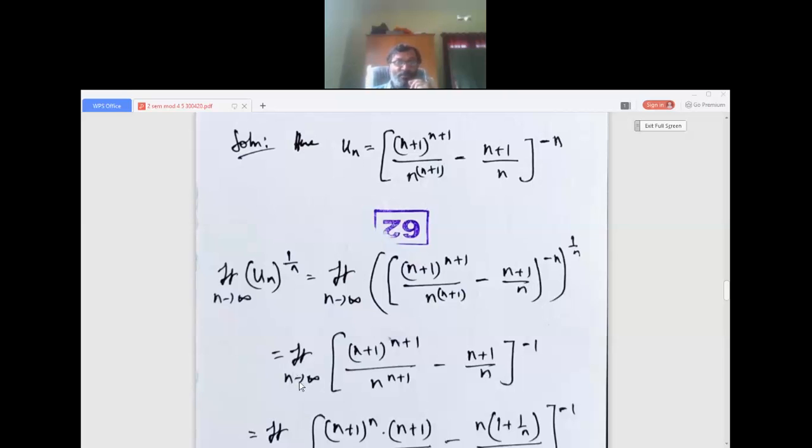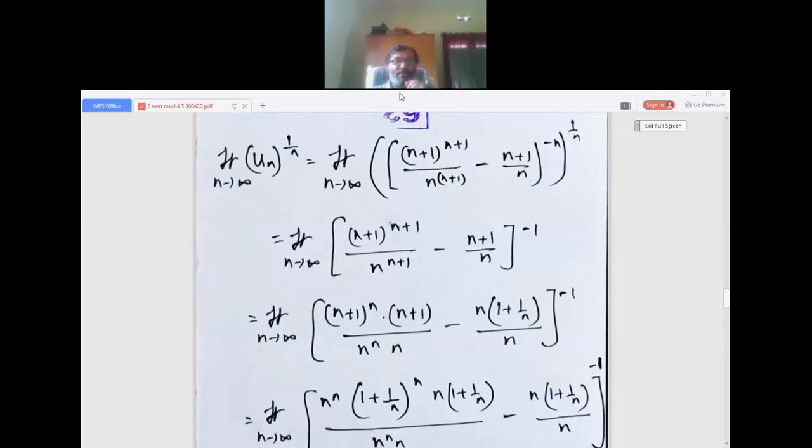Limit n tends to infinity. This will be (n plus 1) power (n plus 1) by n power (n plus 1), minus n plus 1 by n. These powers can be multiplied. When they multiply, n into 1 by n gets cancelled. So it is power minus 1. Very clear. Go on cancelling, simplifying it. Then finally apply the limit. Now what happens here? You can see here.